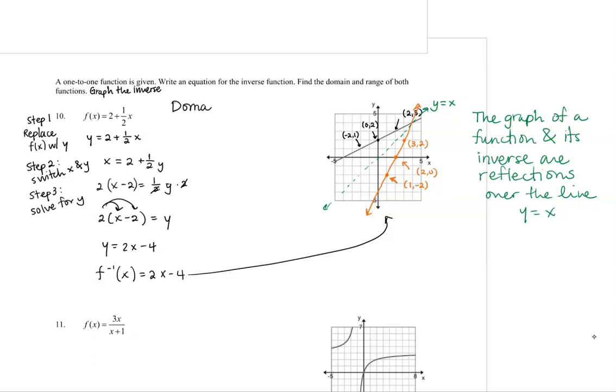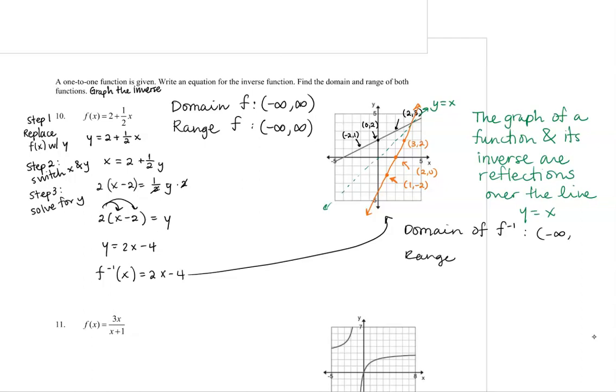Let's start off with the original function for the domain of f and the range of f. F is a linear function. It has no denominators that could be ever equal to 0, and it has no even radical, so its domain's all real numbers. And because it's a line, its range is also all real numbers because it goes up and down forever. Similarly, the inverse function was also a line, and so it also has a domain of all real numbers. And because it's a line, its range is also all real numbers.